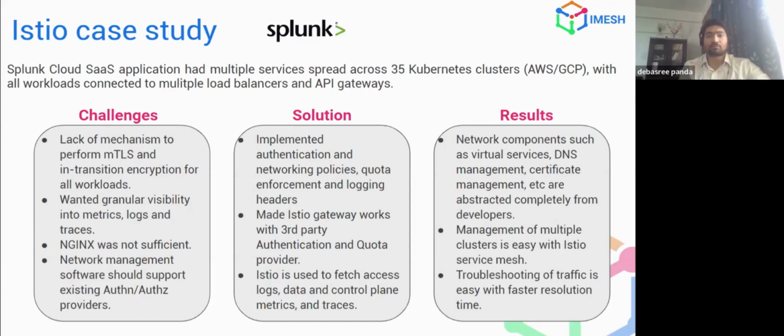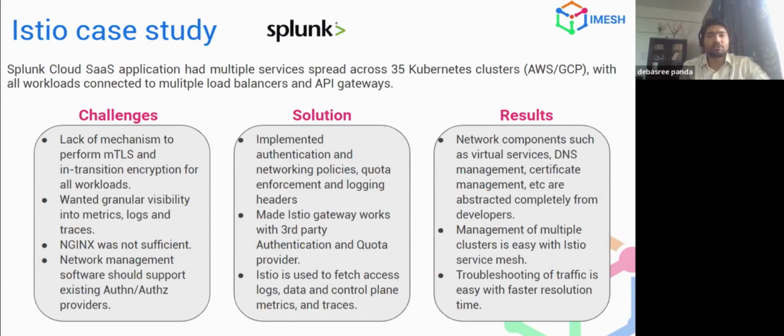Now, Splunk was facing certain challenges. All the traffic had to be secured, and manageability should increase. Developers should not feel overwhelmed while maintaining the security and network challenges when they're supposed to develop the services. Initially, they thought of applying Nginx and other API solutions, which was not enough. So they gradually moved to Istio.